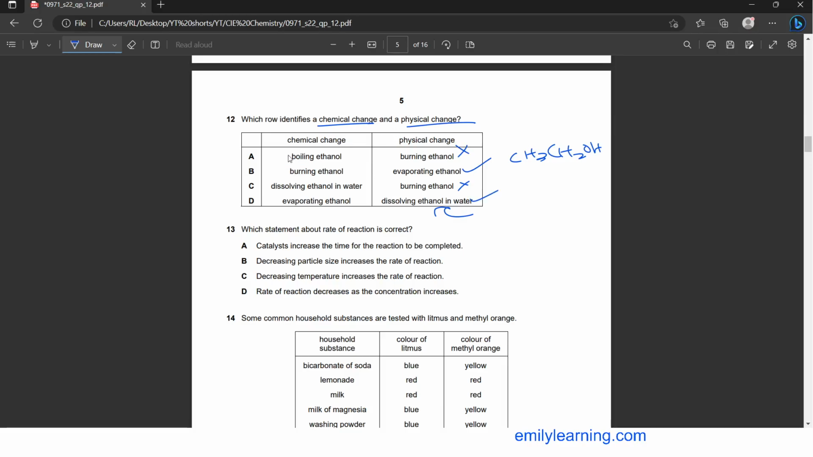Okay, next let's look at chemical change. So boiling is just a change of state. It's not a chemical change, it's a physical change. Burning is a chemical change. Okay, so the answer is B. Dissolving is a physical change, just like evaporation. So the answer for 12 is B.